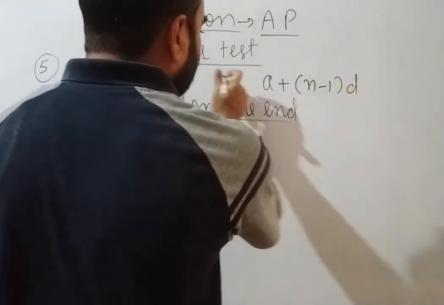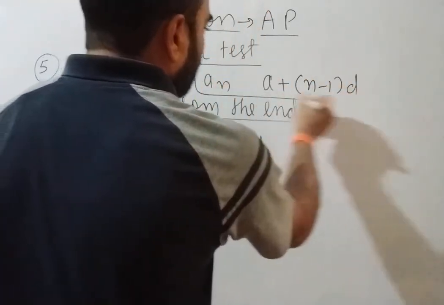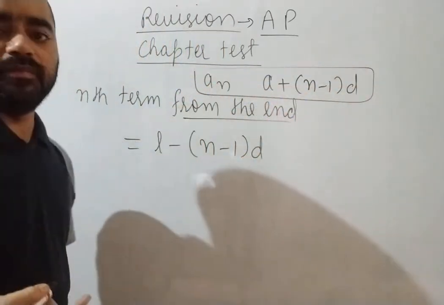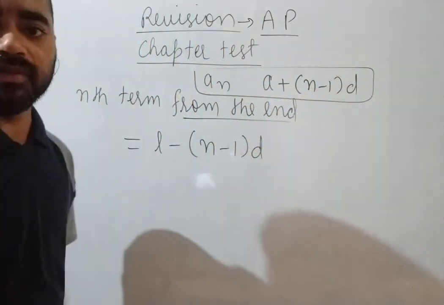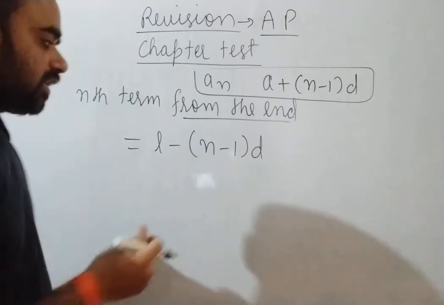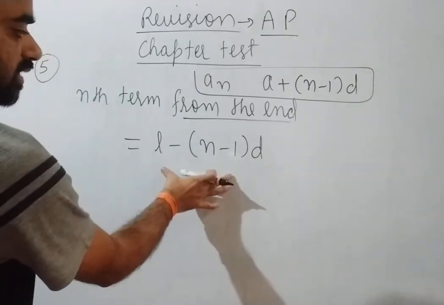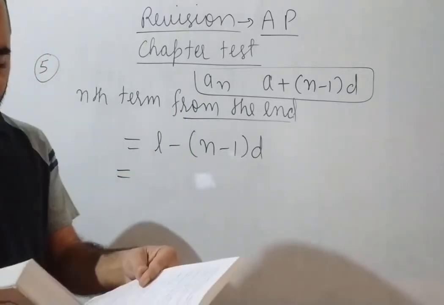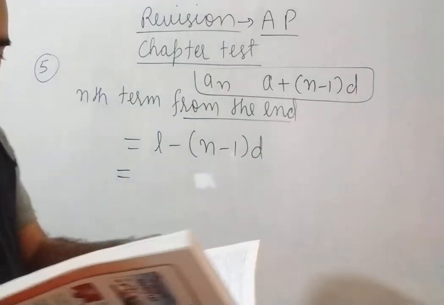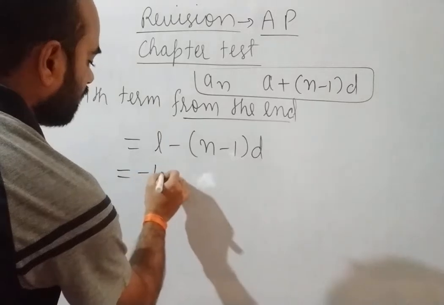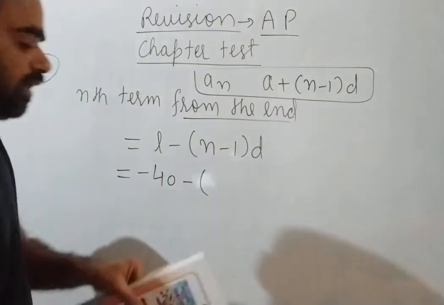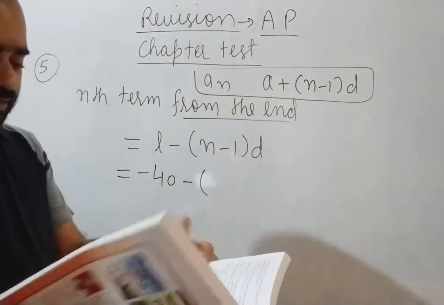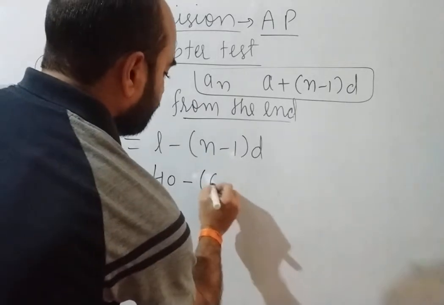So this nth term is by default from the beginning of the AP. But here it is asked from the last. So what is the formula from the last? L minus (n minus 1) into D. So what is the last term in the given AP? Minus 40. Correct? And which term is asked? Sixth. It means 6 minus 1.